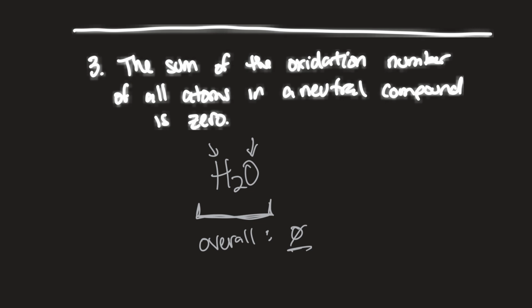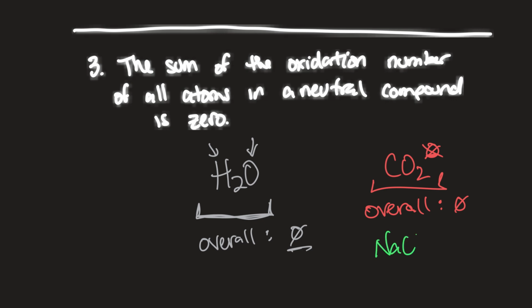Same thing if we are talking about, for example, CO2, carbon dioxide. Because it's a neutral compound, the overall oxidation number of carbon dioxide is 0. And just for kicks, one more example. If we have something like NaCl, this is a neutral compound, so its overall oxidation number is 0 as well. So if the compound is neutral, its overall oxidation number is 0.